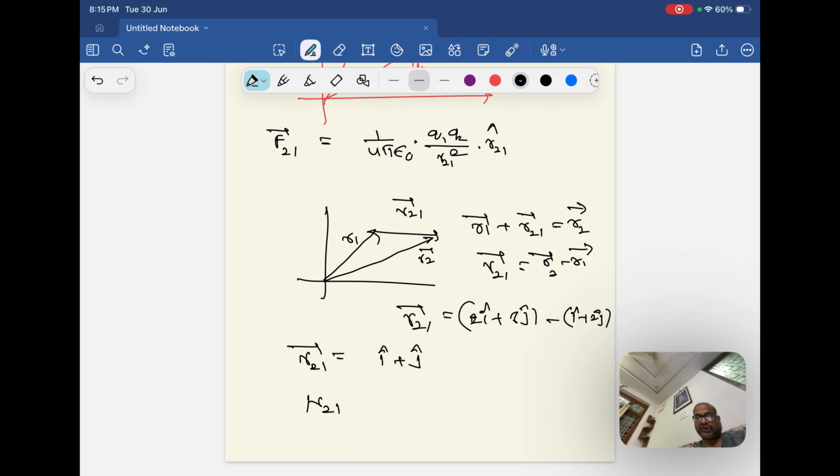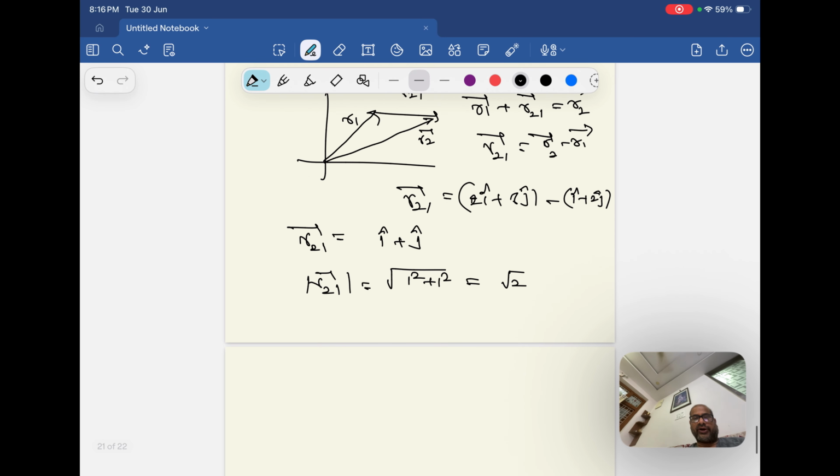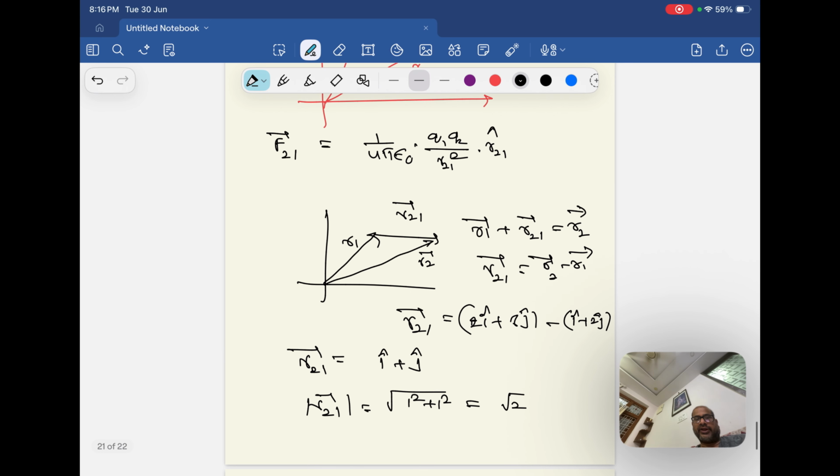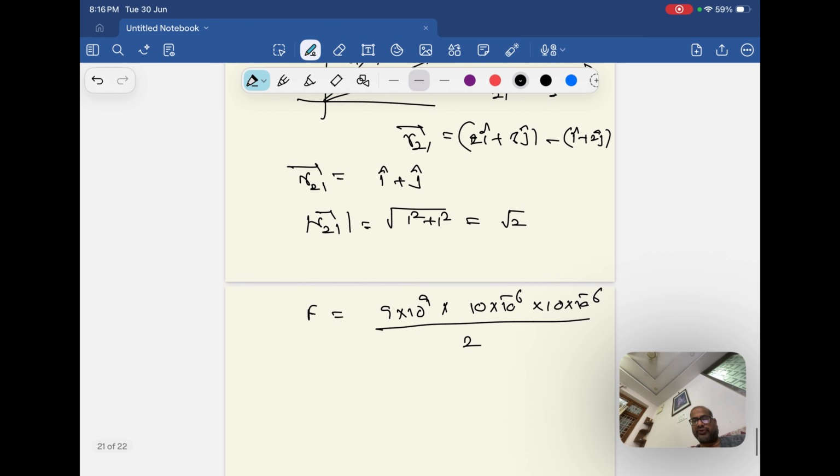And what is the magnitude? Under root of 1 square plus 1 square. So R21 bar magnitude is root 2. Now how much will the value of force be? K, the value of k is 9 into 10 power 9. Q1 Q2 is 10 into 10 power minus 6 and 10 into 10 power minus 6. R square is root 2 whole square, which is 2.